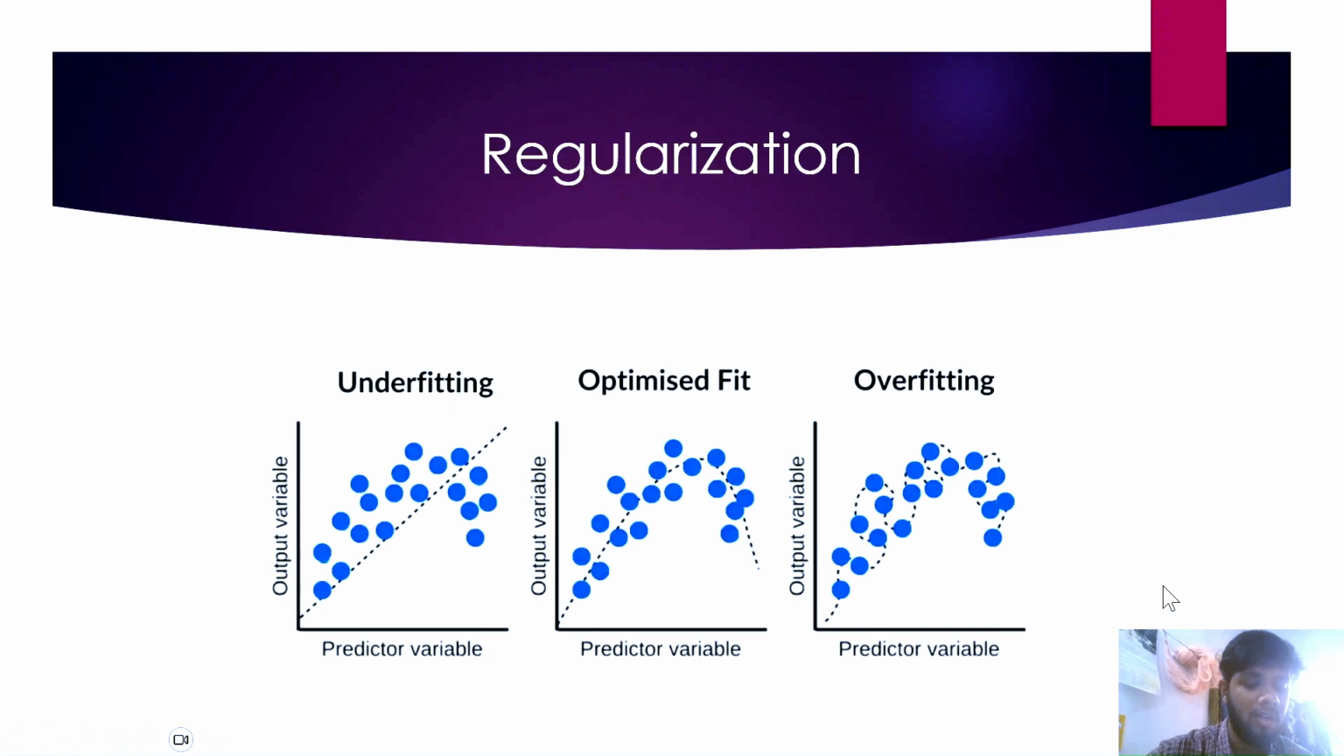The next topic is regularization, which controls overfitting. If the fit is too strict, it's called underfitting, where the model is too simple. If too loose, it's called overfitting. The model memorizes the noise. The right regularization achieves an optimized fit.